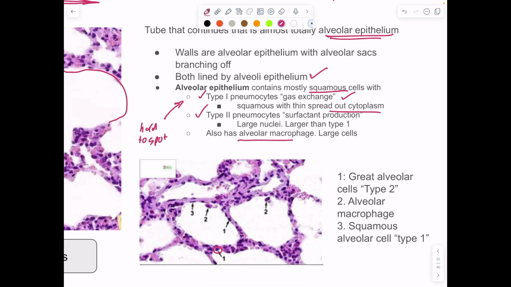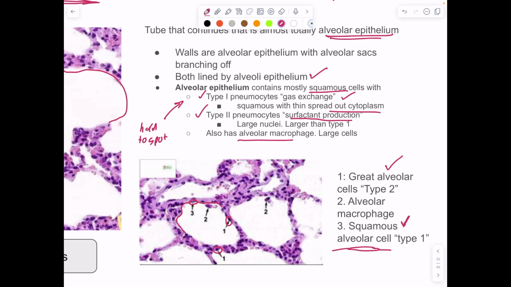Right here is a big fat great alveolar cell. It's type 2. This is doing our surfactant production. So here's one, and here's another one. Then how can you tell that from the type 1? Well, type 1 is going to look like a flat pancake, right? It's squamous. So here's a flat pancake right here, and I think that's the only one, but they have exceptionally long cytoplasm, right? So that's why they're not super easy to identify, but they are squamous.